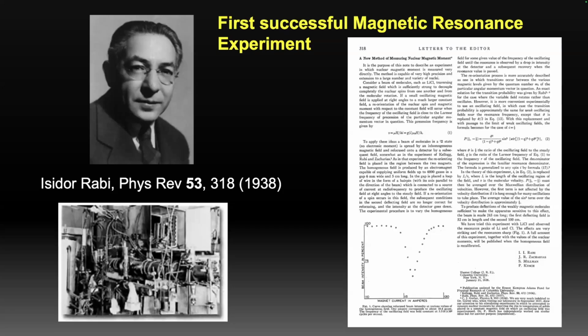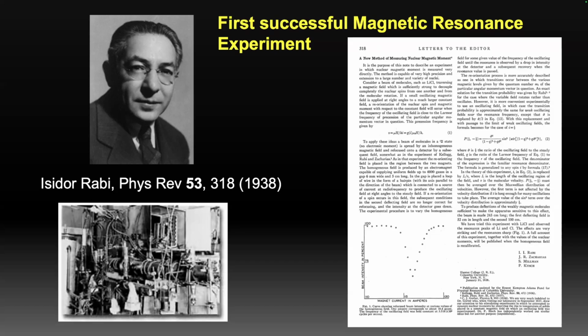And the first successful magnetic resonance experiment comes from Isidor Rabi, who performed these experiments in New York at Columbia University. And it's again a molecular beam experiment. Isidor Rabi had done something like a visiting scholar stay with Stern. He was very much aware of Otto Stern's work, but he modified this experiment quite a bit.